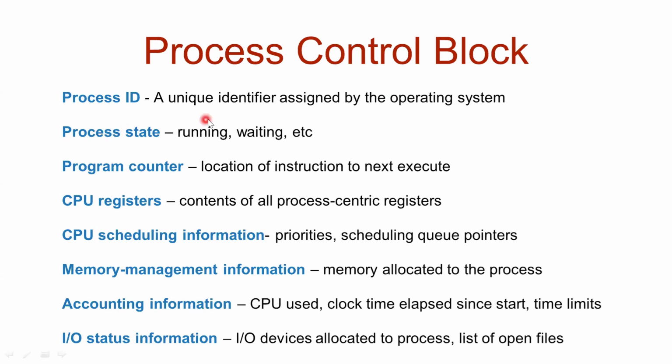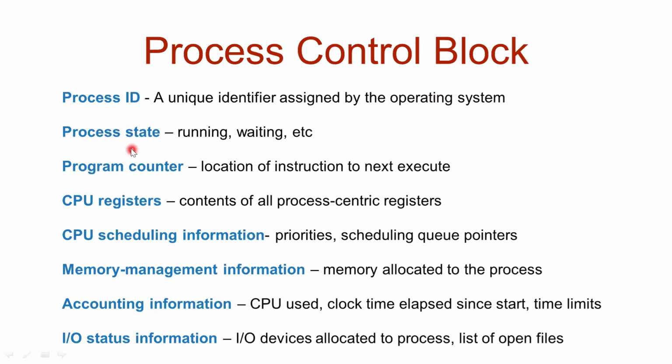Process ID is a unique identifier which is assigned by the operating system whenever a new process is generated. Every process will have a unique ID. No two processes, even if they belong to the same program, will have the same identity; each has its own.